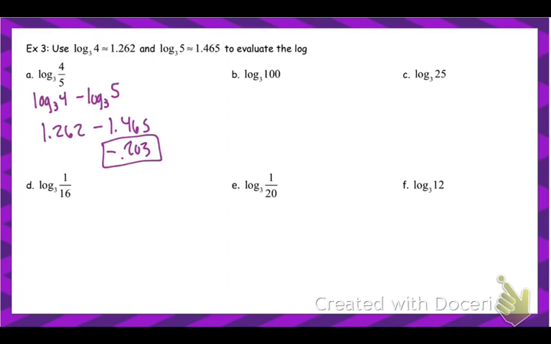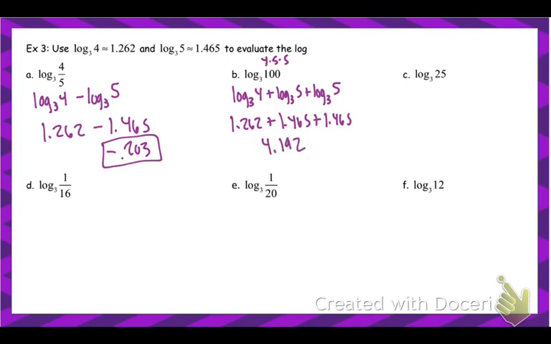So I need to come up with a way to get this based off of those logs. Well, 100 is the same thing as 4 times 5 times 5. So I can write this as log base 3 of 4 plus log base 3 of 5 plus log base 3 of 5. Well, now I have 1.262 plus 1.465 plus 1.465. Add those up, and that gives me 4.192.